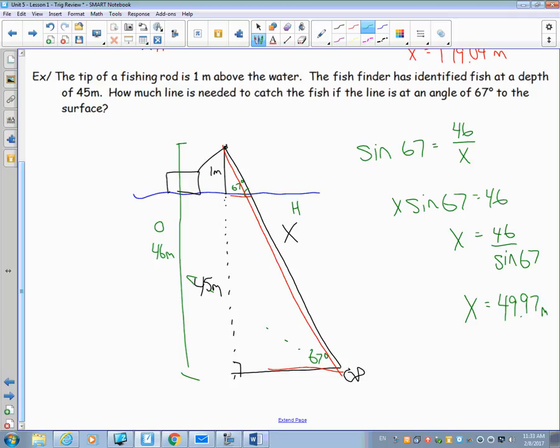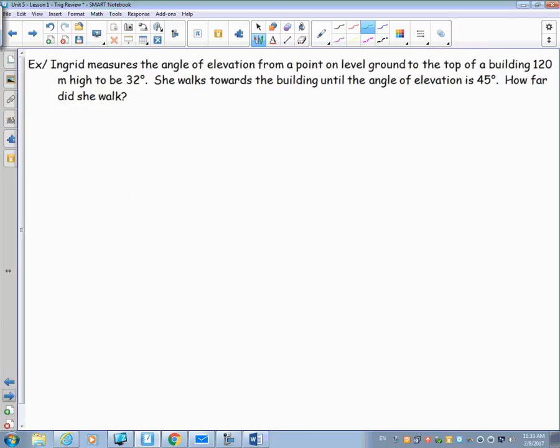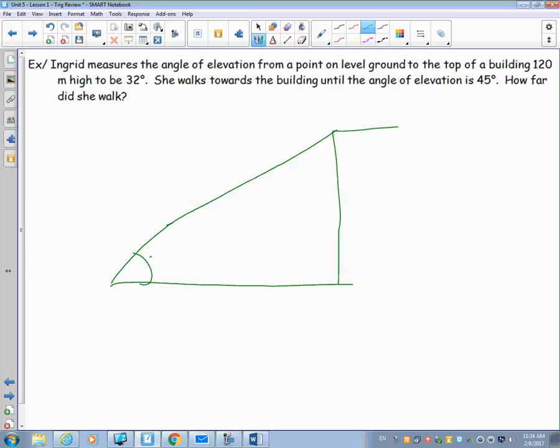All right, we'll try one more. Just getting warmed up today, okay? So we have Ingrid. She measures the angle of elevation from a point on level ground. Right, so I need level ground, elevation, so I'm looking upwards to the top of a building. So we need a big building. Okay. Up in that building, elevation 32 degrees.